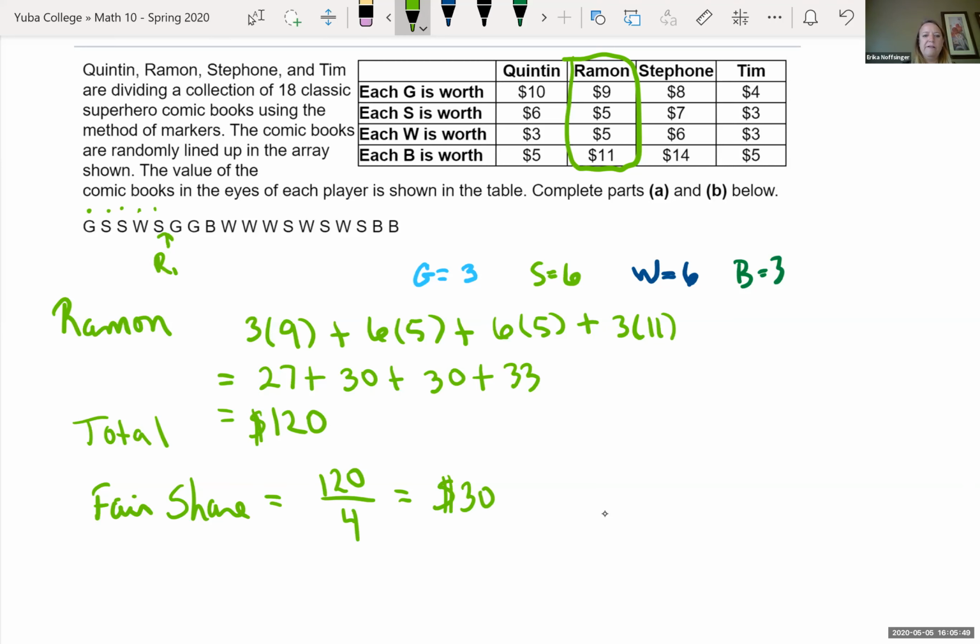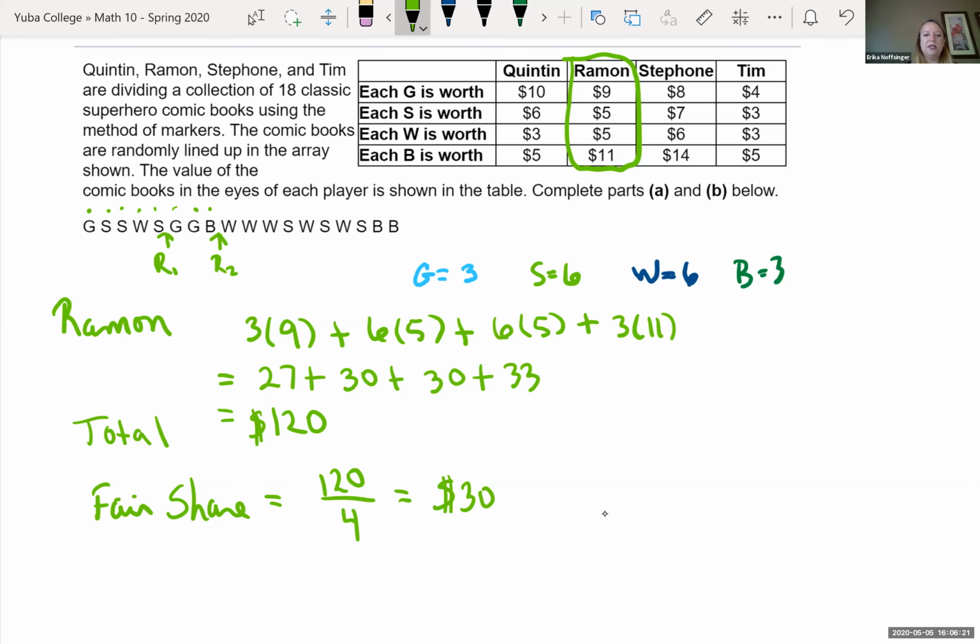Okay, so first comic book in round 2 is G, which is $9. Plus another G, which is $9. So we're up to 18. Plus B, which is $11. Okay, so right there, I'm already to $29. And so we're gonna put Raymond's marker 2 right after B.